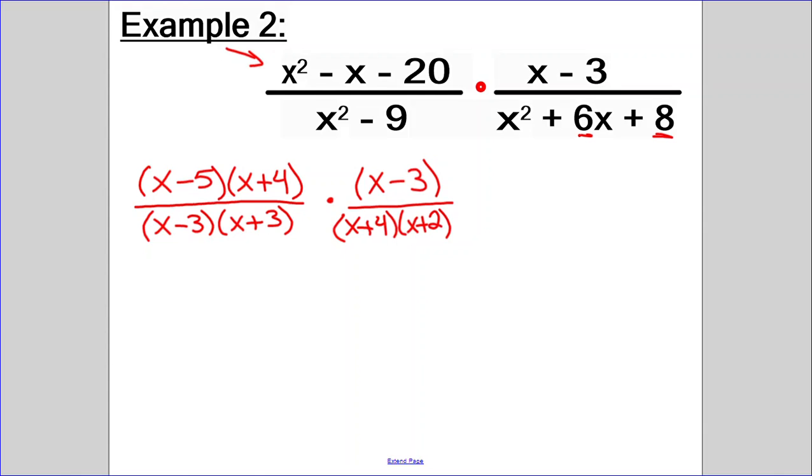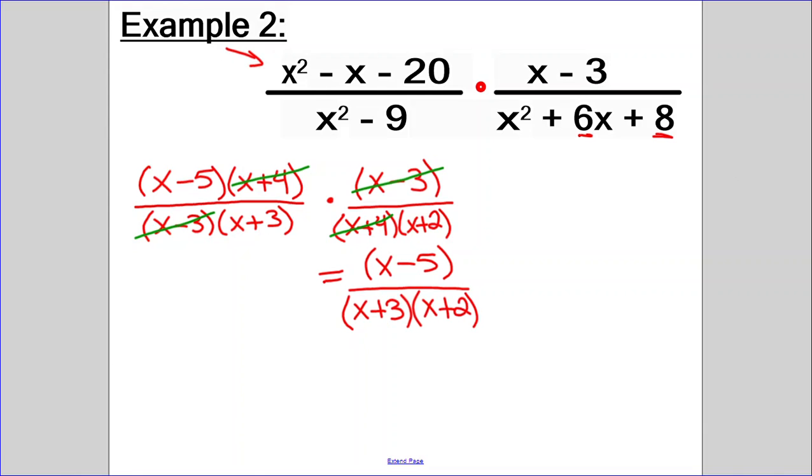And then when I take a look and I see what this could be, I can see right away that I have an x minus 3 term that can cancel out top and bottom, so x minus 3. I also have an x plus 4 term that can cancel out top and bottom. And so it looks like what will be left over at the end will be x minus 5 over x plus 3 and x plus 2.